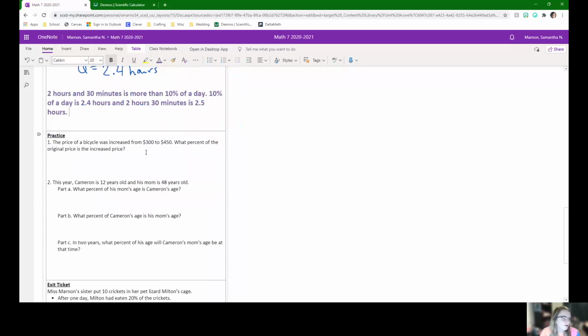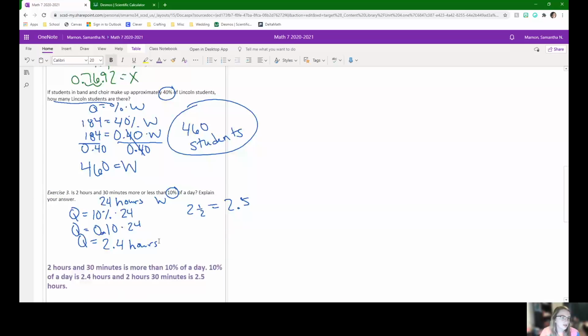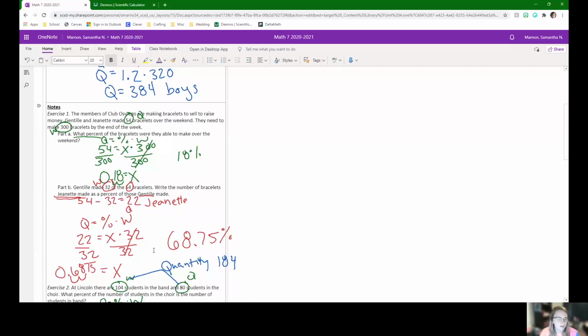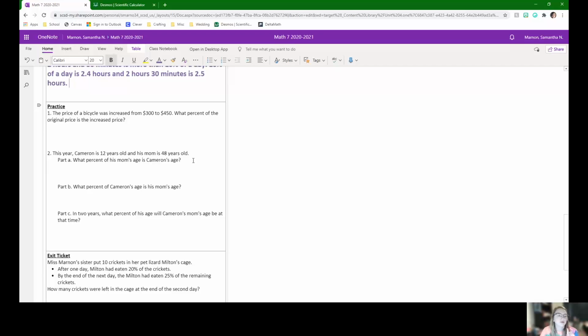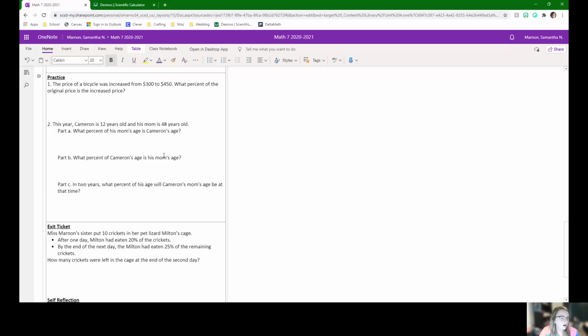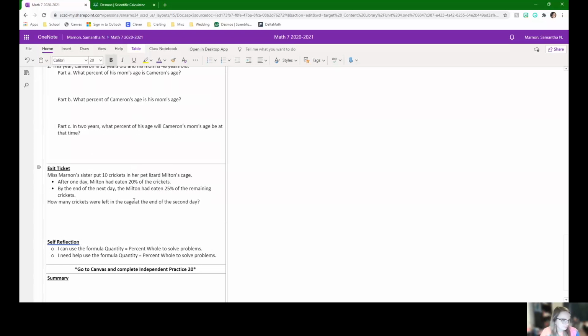So now you have these practice problems. This one's a little tricky. You're going to have to figure out what that amount increased by, just like how we had to figure out how many bracelets Jeanette made. So what was that actual increase? That's going to be the quantity, not the starting price or the ending price. The original price will be your whole, but you've got to figure out what that quantity is for that increase. Then you have a problem similar to what we did yesterday on our DIN about ages.